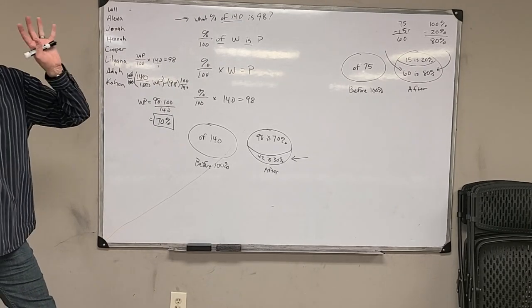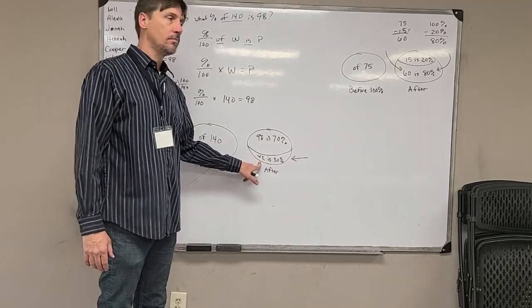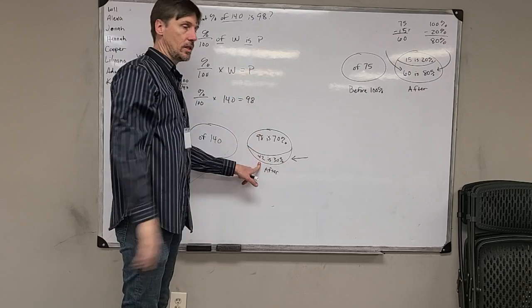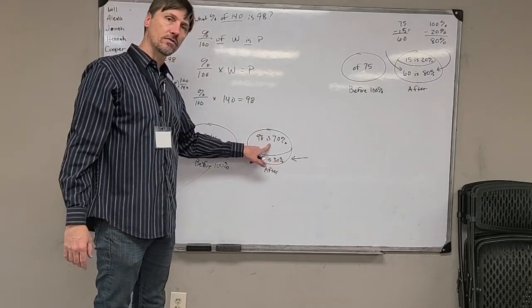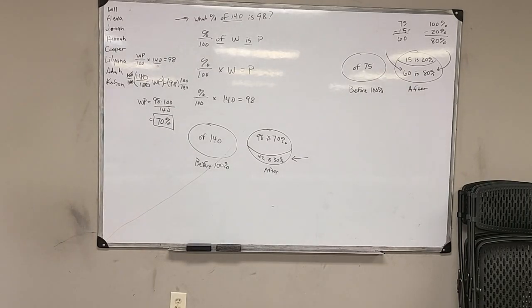Because of the way that these problems are phrased, they're really asking us for this number down here, but because of the information they gave us at the beginning, it might be easier to find this first, and then just do subtraction and figure out the 30% part, okay?